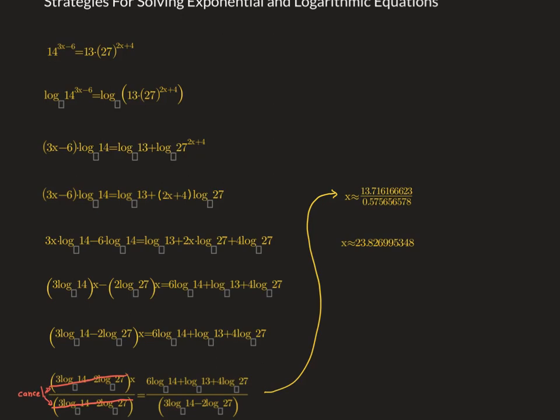So let's check it out. Throw this number into there. Now I don't actually write this number that you see, 23.826995348. That's actually rounded. I keep the whole thing in my calculator to plug it in. I'm going to plug it in on the left and on the right, and make sure they equal the same thing.